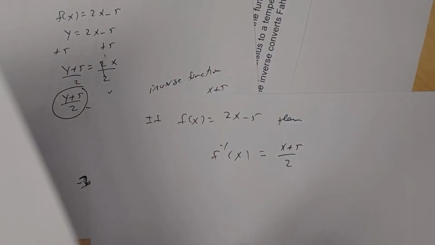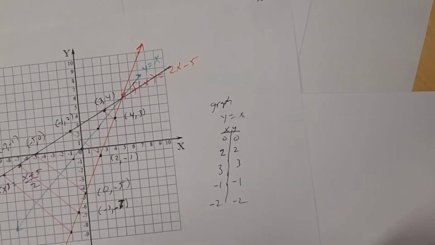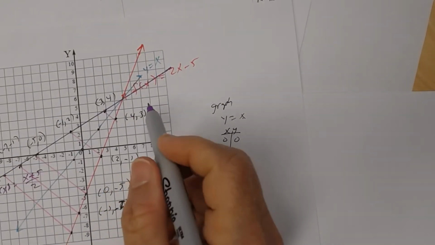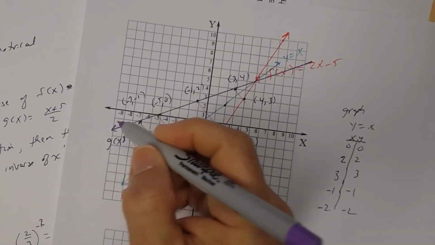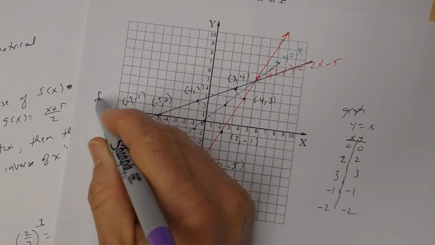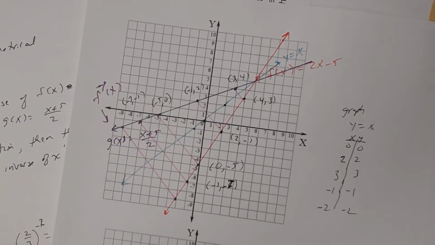And so when we did the graph a while ago, if this was f of x, then I'm going to call this one f inverse of x. f negative 1, which means inverse. All right, so f inverse of x.